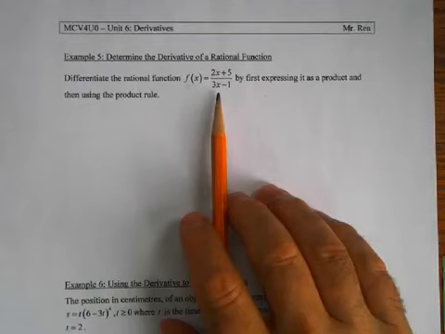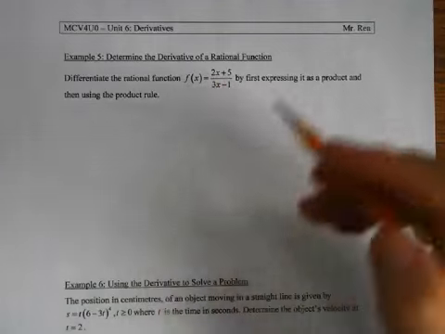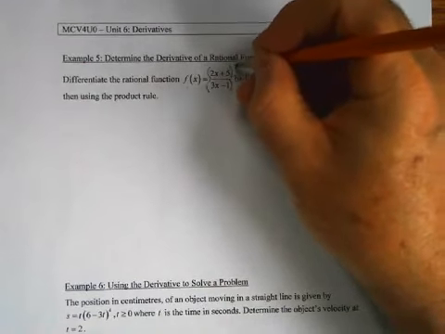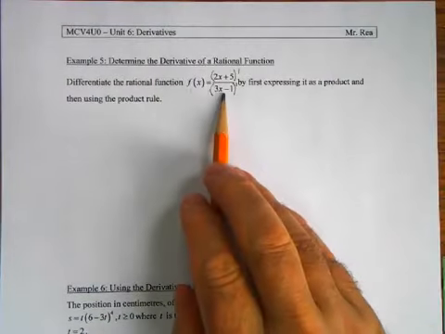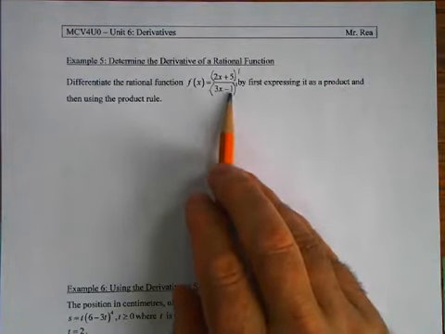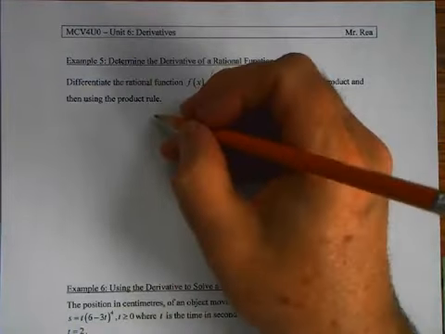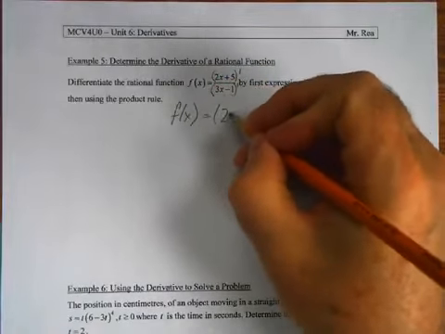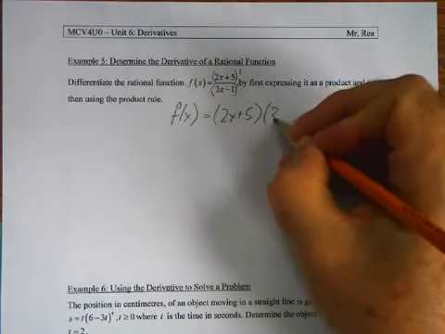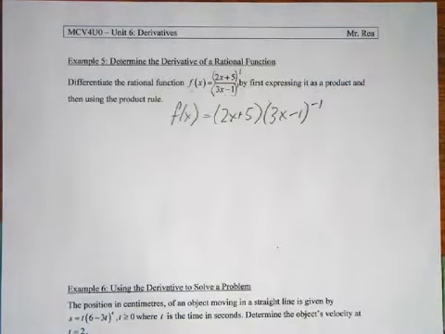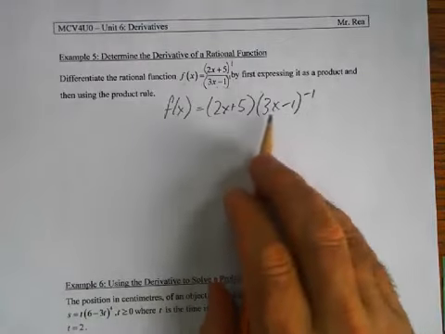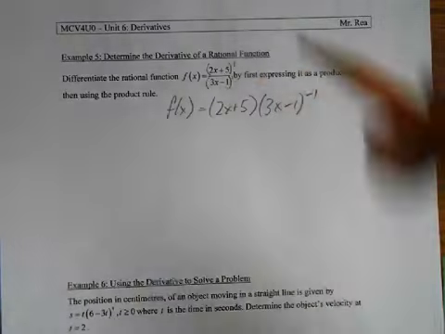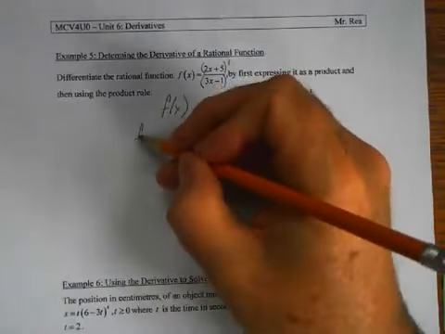So what we want to do here is express it as a product. Really, we could put brackets here. These are both to the power 1. But I could move that 3x minus 1 up to the top by changing the exponent to be negative. So I can write it like this: 2x plus 5, 3x minus 1 to the negative 1. Okay, and now we can consider this as a product of two functions, not the quotient of two functions, which this really is.